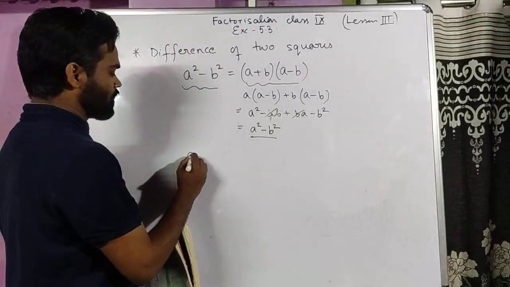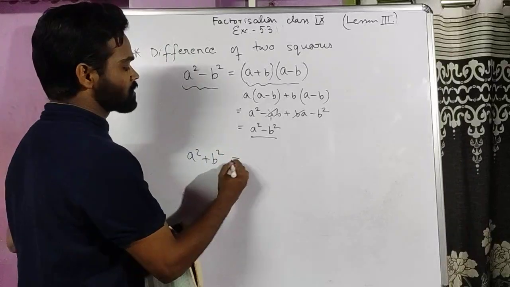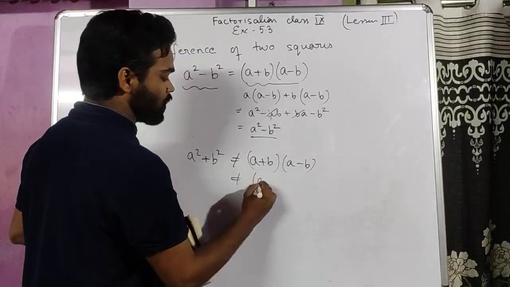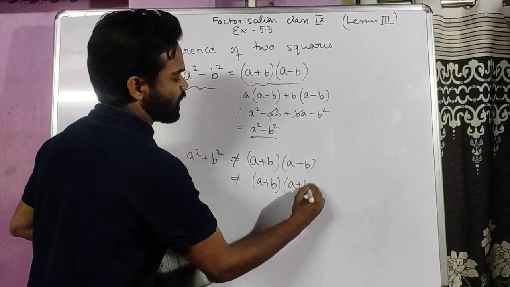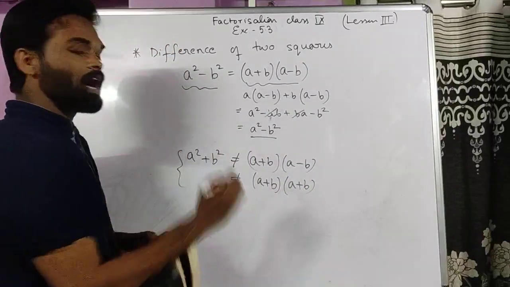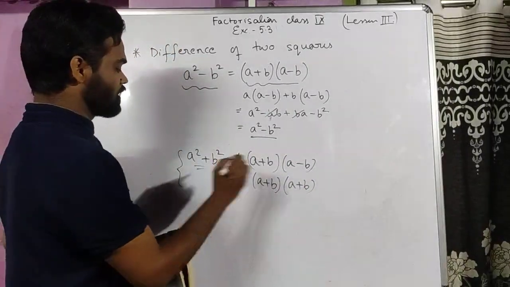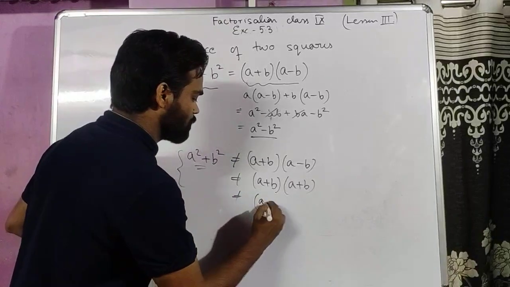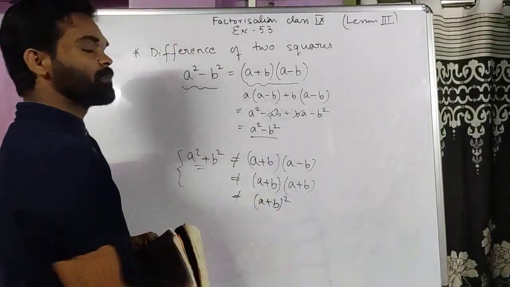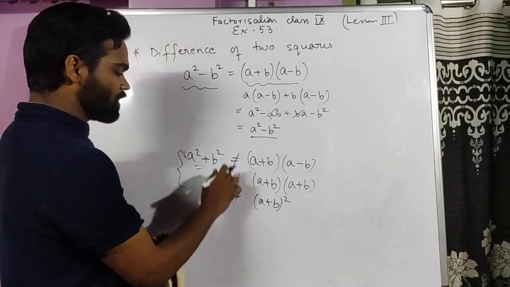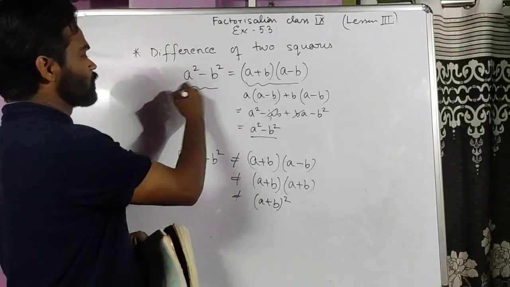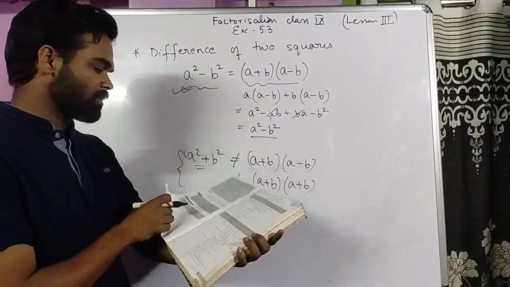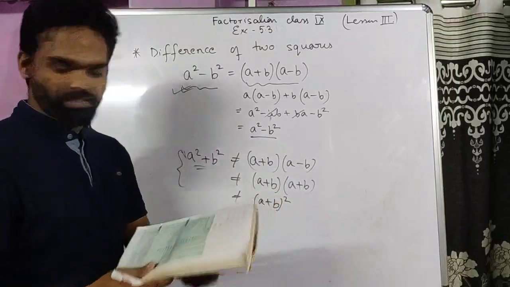Remember one thing, a square plus b square is not equal to a plus b, a minus b, or to a plus b multiplied by a plus b. This is a common mistake which I have seen in students, that for a square plus b square, they write a plus b whole square, or at times they write a plus b multiplied by a plus b. Remember, this is not equal to all these three. Today we'll discuss a square minus b square, which is a plus b multiplied by a minus b. We'll directly move to the exercise.